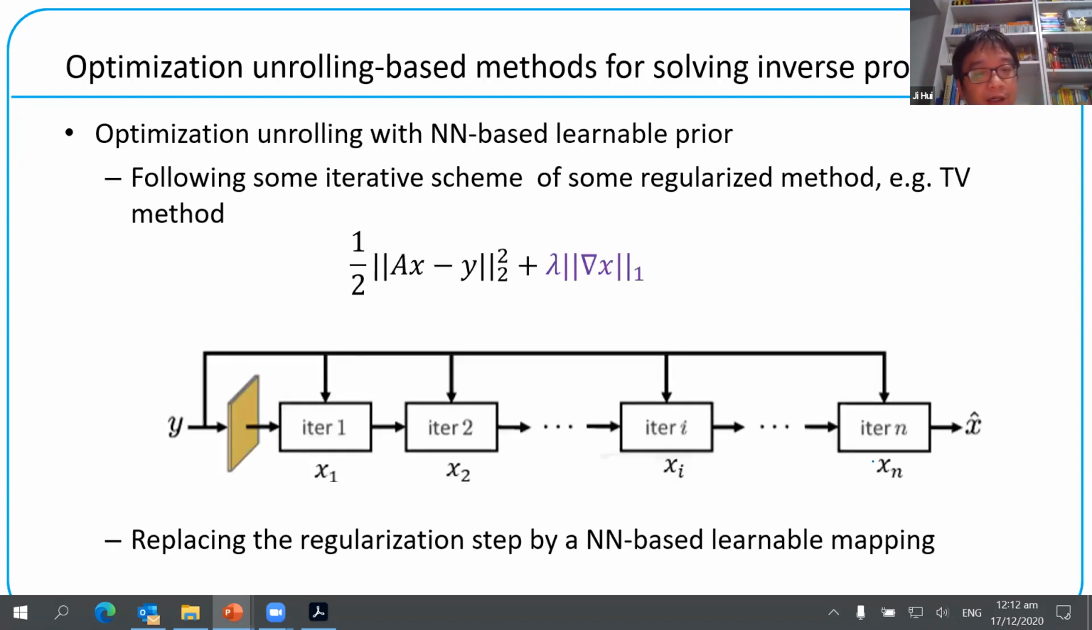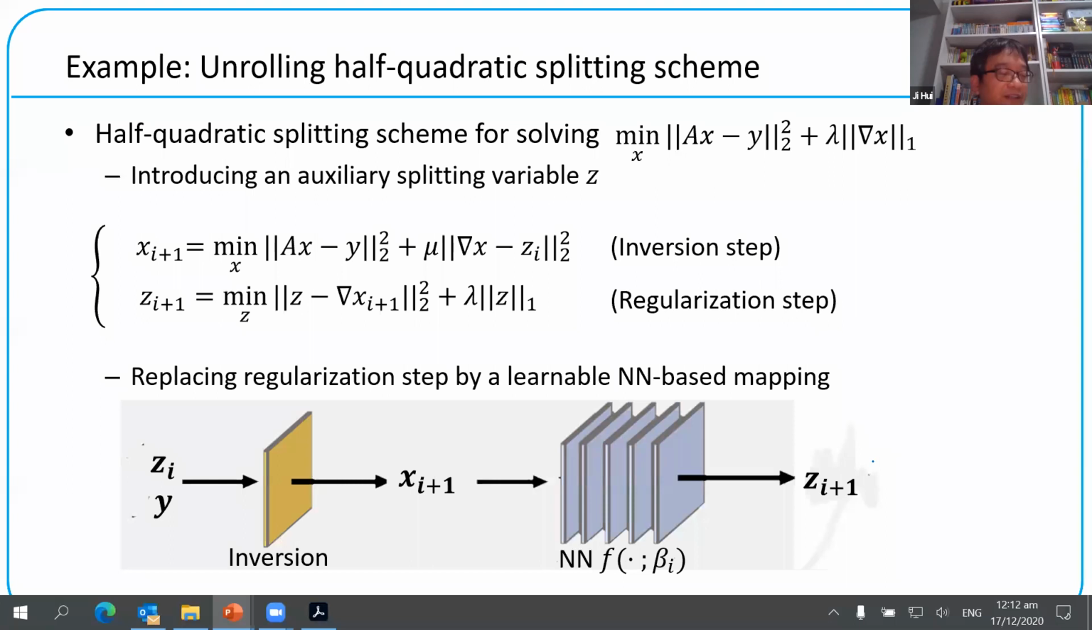So a few years ago, people realized that a better way to develop a supervised learning method for solving inverse problems is to build on some existing iterative scheme. It's called optimization unrolling. Basically, just pick some existing regularization model, then pick some iterative solver for that, and then you have the iterative scheme. Every time you do the refinement, you just replace those steps involving the regularization by a neural network, and then you have a learnable regularization. That's the basic idea about optimization unrolling. So let's see some examples.